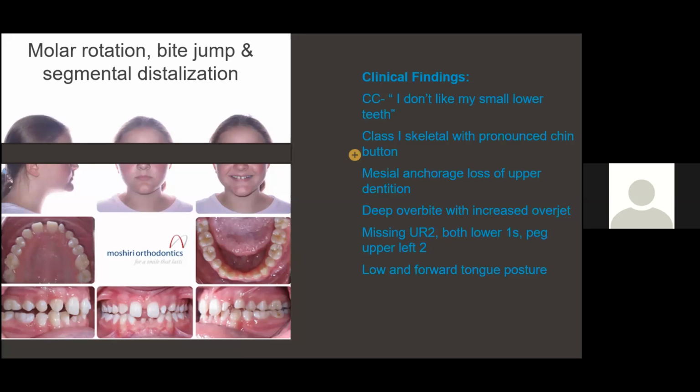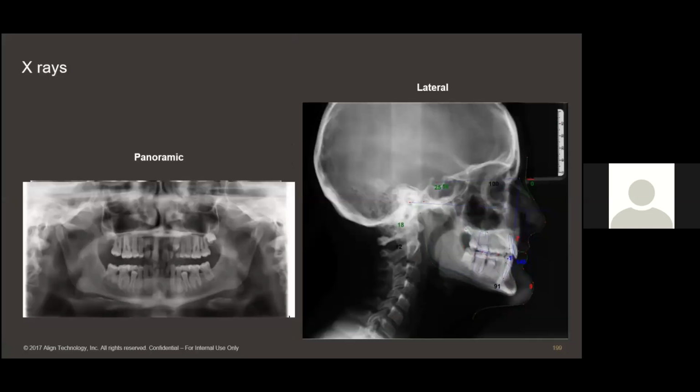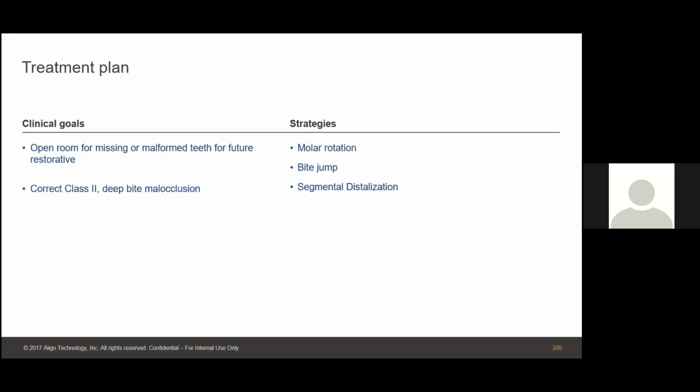So she's full step class 2 molar on the 6s from all this drift that's occurred over time on the right side and almost full step on the left. Our goals of treatment for her here are to try to reopen space and get implant replacement when she's of age. So we're going to perform again class 2 correction with molar rotation, bite jump, and distalization.